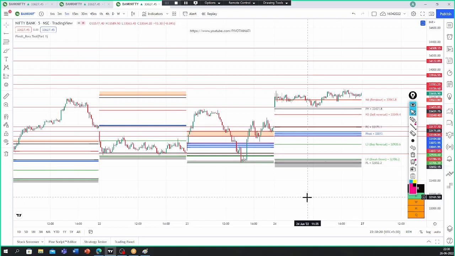We just discussed gap up and gap down. So in the next one we'll discuss other opening setups.